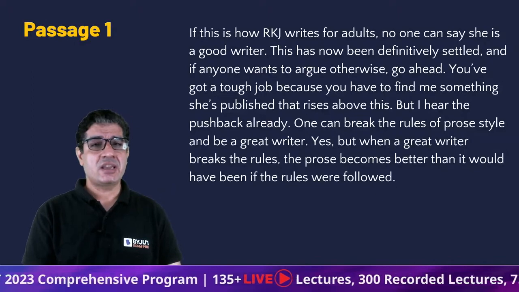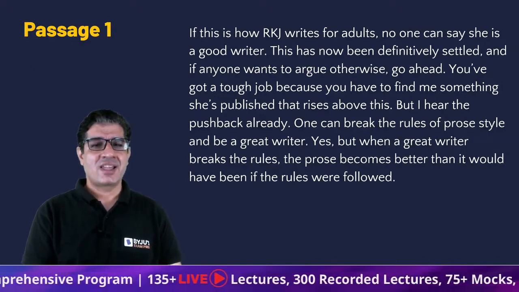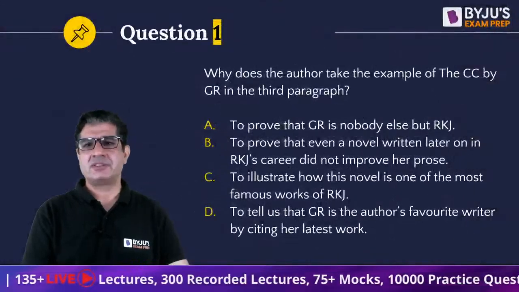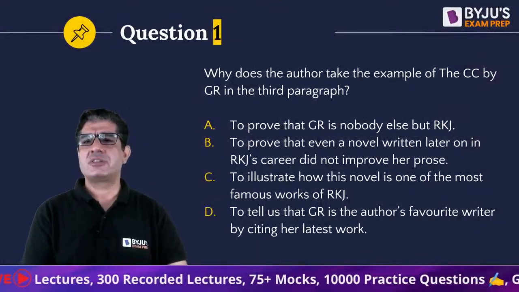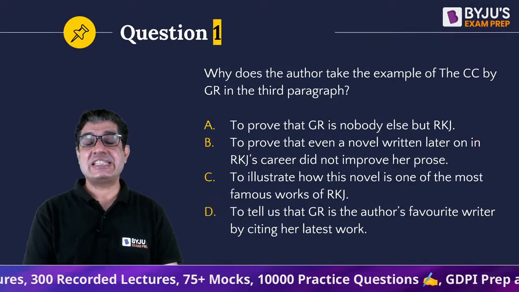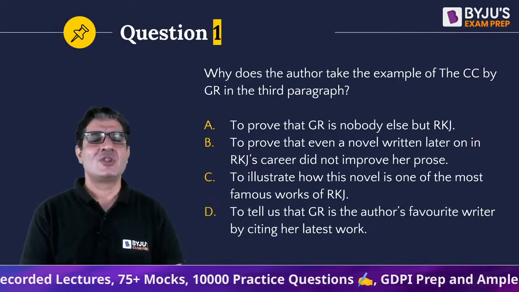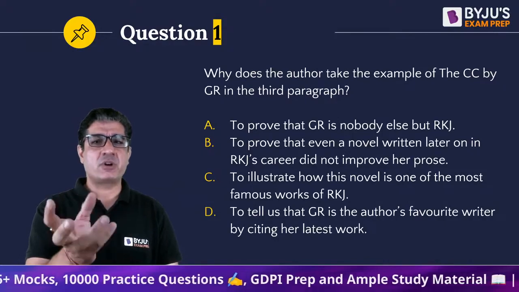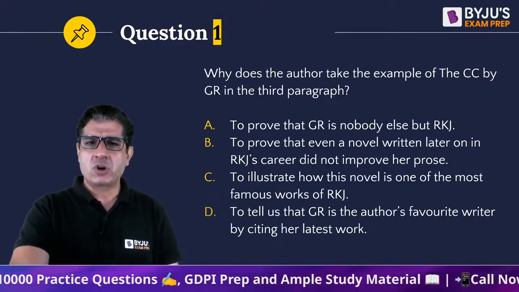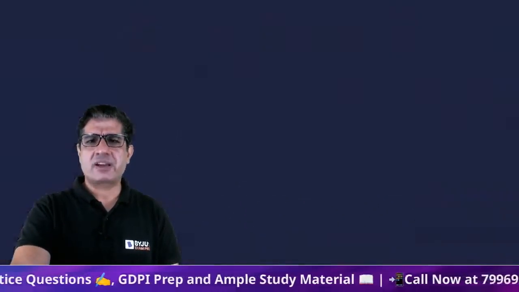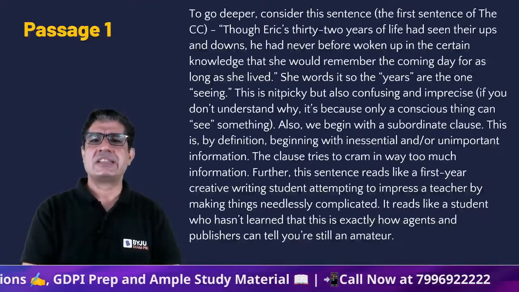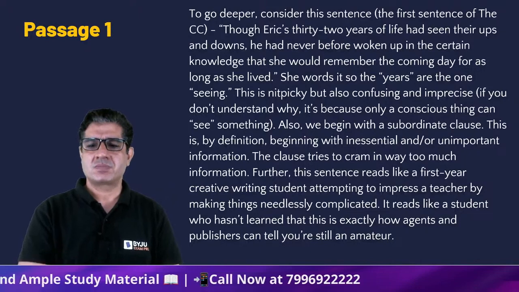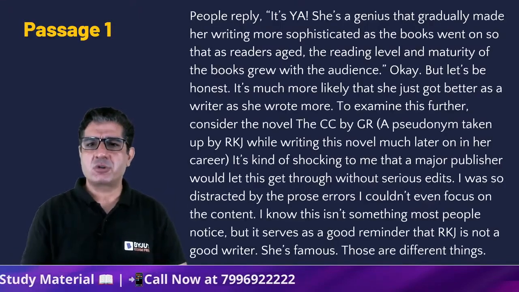Shall we? Okay, so here is the question for you. Why does the author take the example of the CC by GR in the third paragraph? I think I should take you back to the paragraph because we are asking about the purpose. So let me take you back to that paragraph quickly. Here you go. This is the paragraph that we are talking about. In fact, it has also been mentioned here.